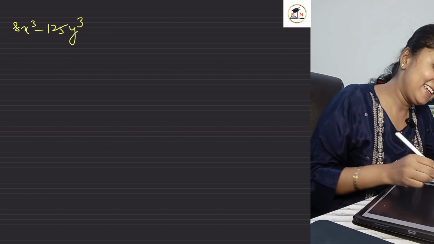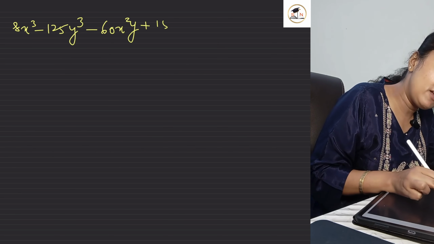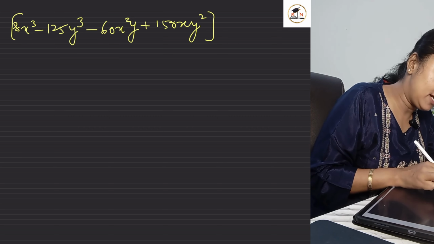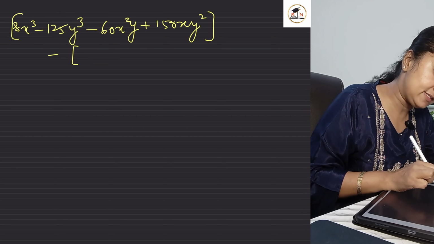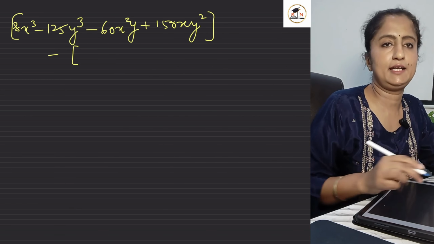Yeah, that is correct. Minus 60x²y plus 150xy². I will capture that in a square bracket with a minus. Yes, this step is mandatory. We cannot do it directly.